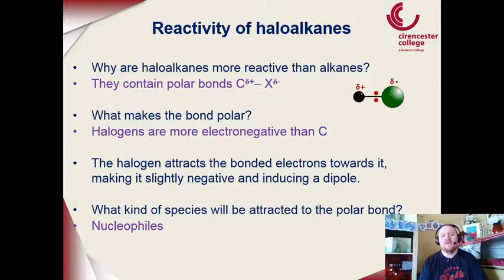We have the carbon, we've got the halogen, and we can see that the halogen is delta negative, so it is slightly negative, and the carbon is delta positive. They have a definite dipole between them. Remember, dipole means 2 atoms with slightly different charges, so 2 things that are opposite. So we would say that Earth is a dipole because we have a north side and a south side. And the reason why this polar bond exists is because the halogens are much more electronegative than carbon.